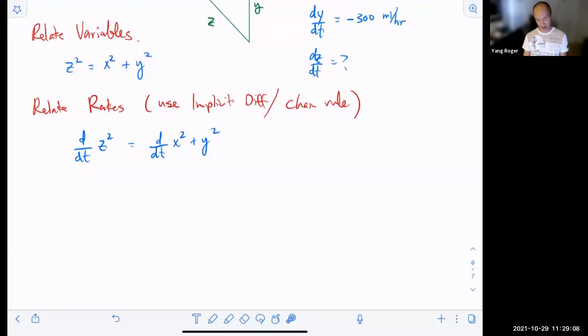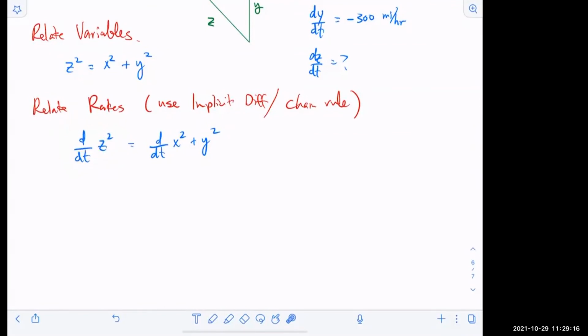What about you, Reagan? You have any thoughts as to what the derivative of the left-hand side should be? 2z dz over dt.